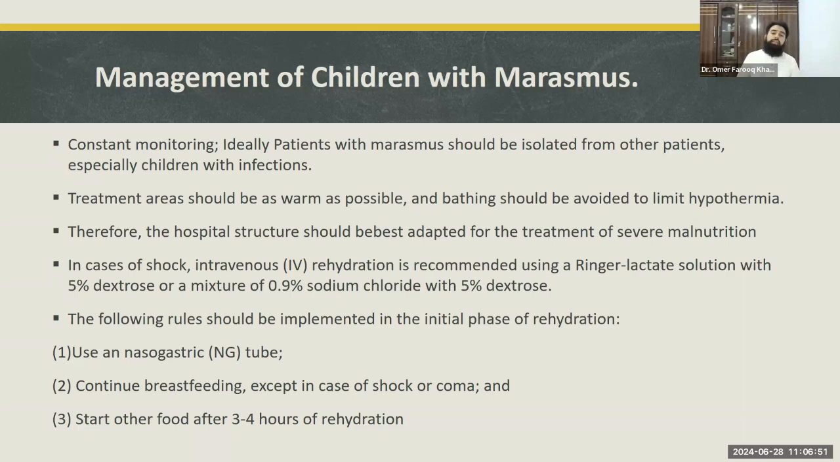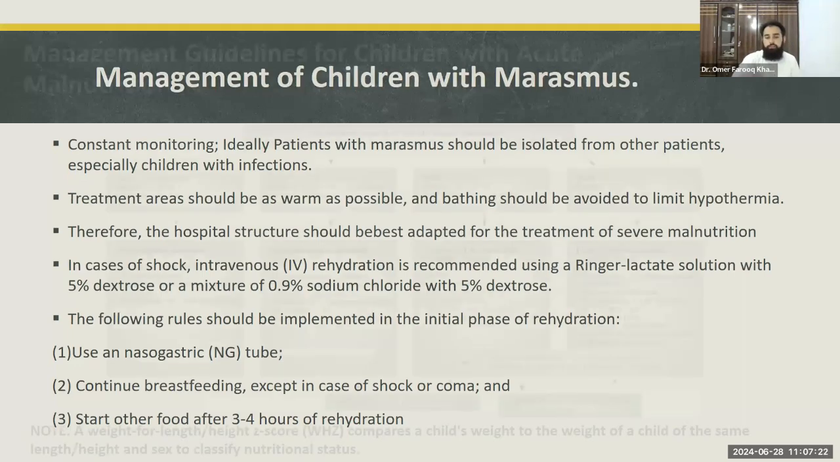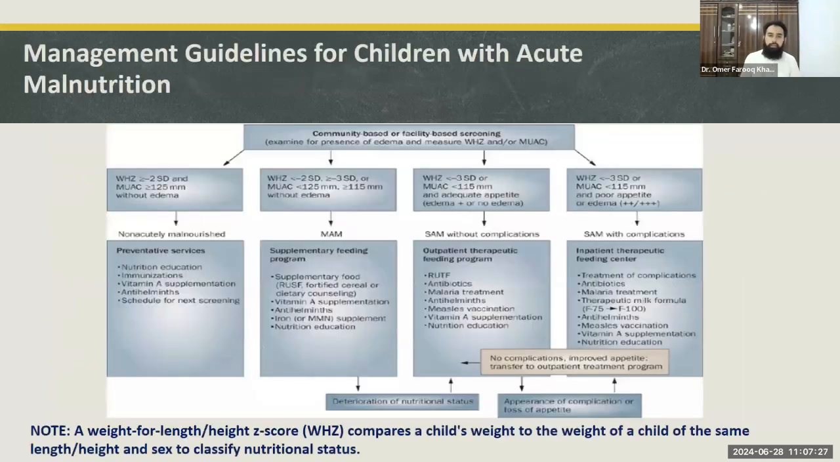Use an NG tube. Continue breastfeeding except in cases of shock or coma. If the child is not in shock or coma, the mother should continue breastfeeding because it helps the child. Start other foods after 3 to 4 hours of rehydration. First of all, the child should recover, and after 4 hours, if the pediatrician or the nursing staff deems it feasible, then some other food can be given to the child, but not before counseling or asking the healthcare professionals. Then there is an algorithm.